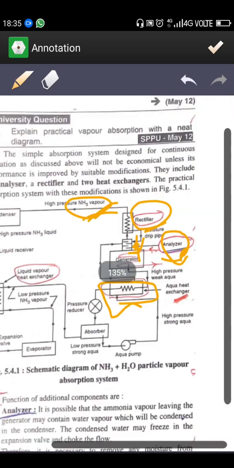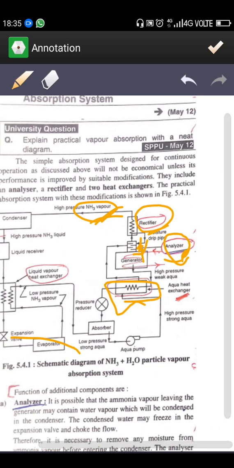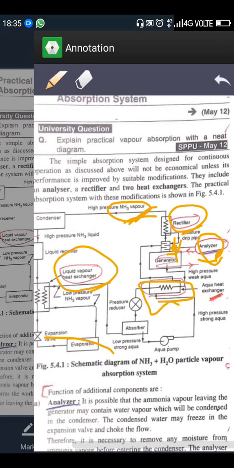It is just a heat exchanger. Similarly, here we are using this heat exchanger just to reduce the temperature of this liquid ammonia, or we can say we are using this heat exchanger to produce the subcooling effect. We again have this in written format also.